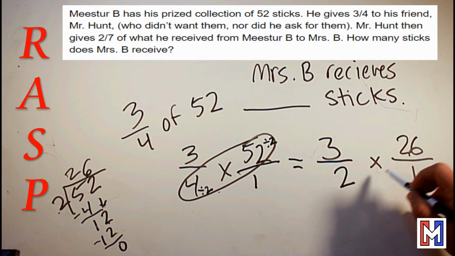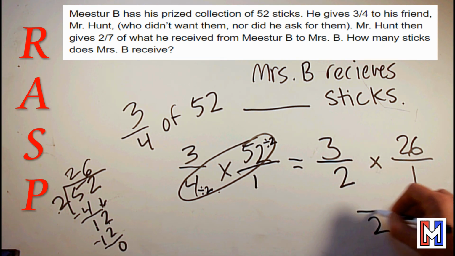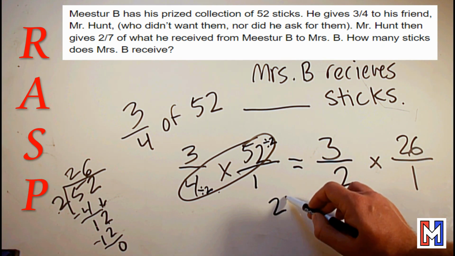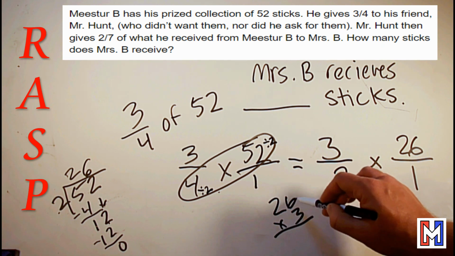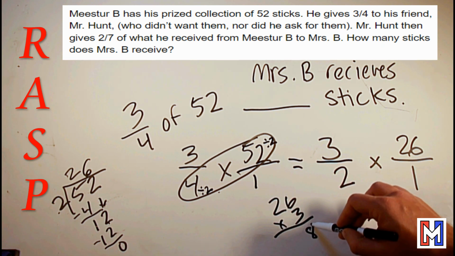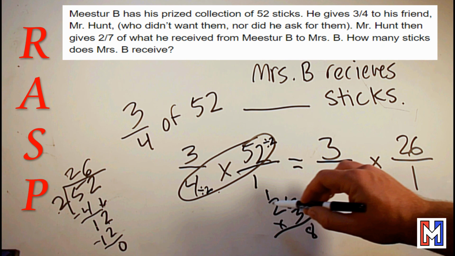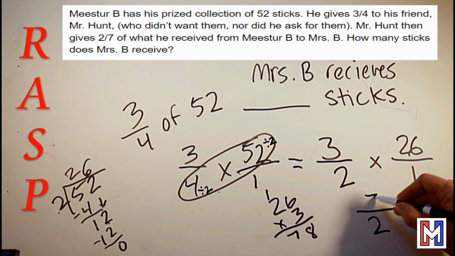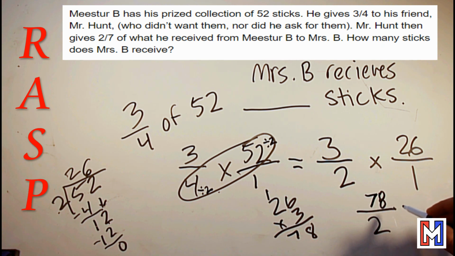All right, so 2 times 1 is 2. 3 times 26. Well, I could do it in my head, but I'm gonna write it down. 3 times 6 is 18, carry the 1. 3 times 2 is 6, plus 1 is 7. So we have 78 over 2.